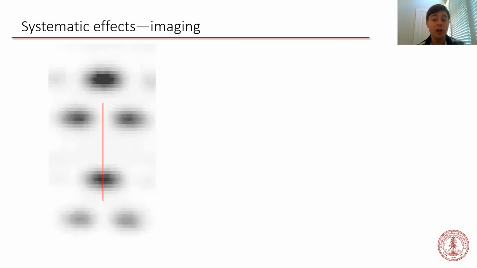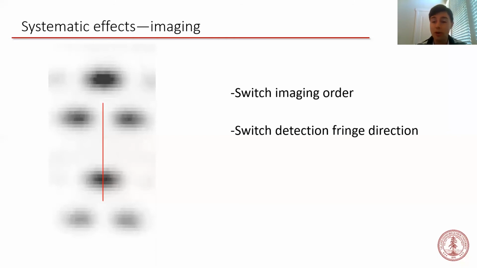With this approach, it's very important for the vertical axis of the camera to be aligned with the drift direction of the atoms so that we compare the phase at the same horizontal position. To align the camera, we switch the order in which the two isotopes are imaged, which reverses the sign of the systematic error relative to the EP signal. And we also switch the direction in which we apply this detection fringe, which again reverses the sign of imaging-related systematic errors. These reversals prevent imaging systematics from contributing significantly to the result.